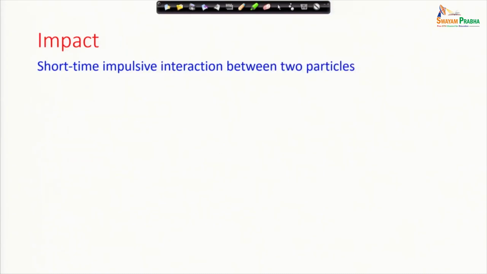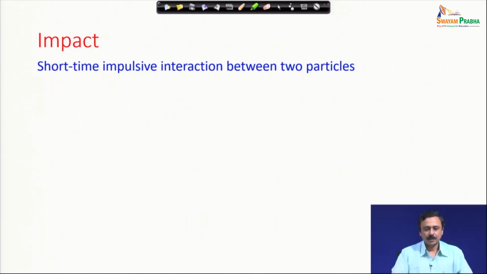What is impact? Impact is a short time impulsive interaction between particles. They are usually two particles or a particle and a rigid surface. There are various kinds of impact, but in this lecture we are going to restrict ourselves to impact of two particles. So, it is a short time impulsive interaction. That means, when the interaction takes place between the particles, there is a very short time impulsive force that acts on the particles.